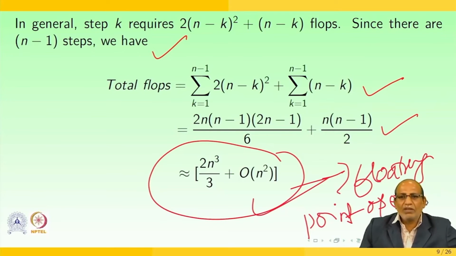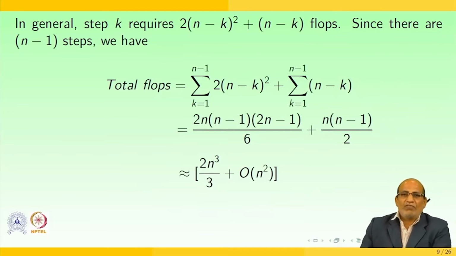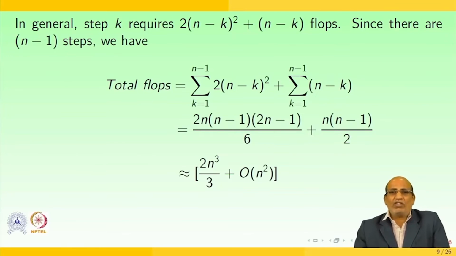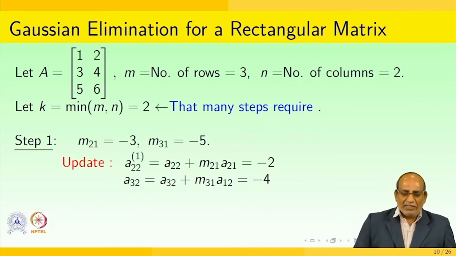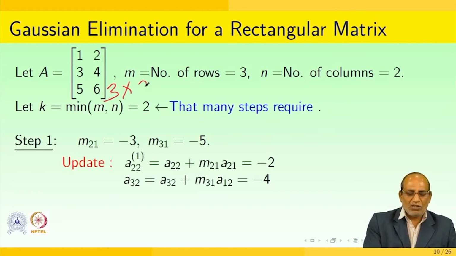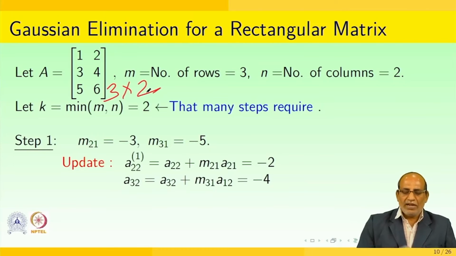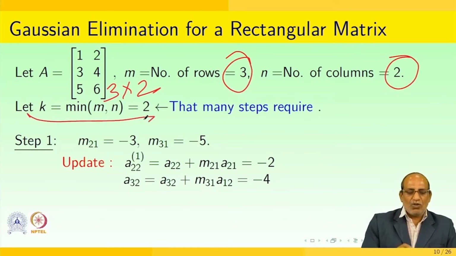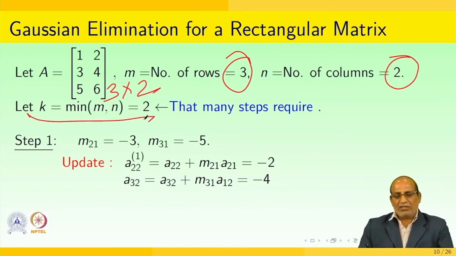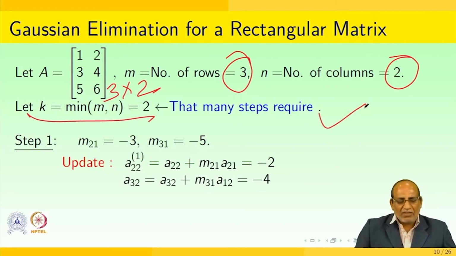So therefore, the flop count is very helpful in order to find out the efficiency of this algorithm. Now let us look into the difficulties arising in the Gaussian elimination. Consider the matrix A. It has 3 rows and 2 columns. Let k be the minimum of m comma n, that is 2. That many steps are required. So let us apply this algorithm to this matrix.